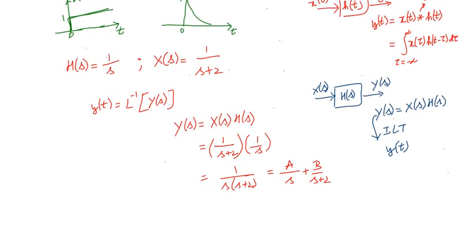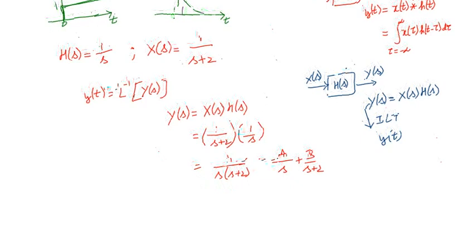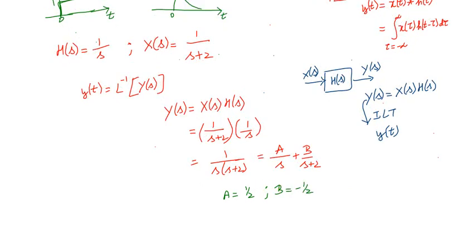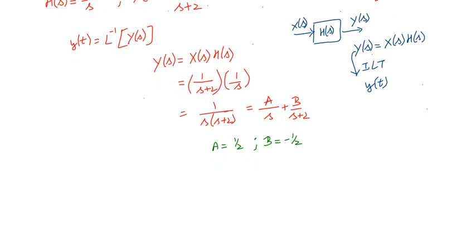On solving the partial fraction, you will be getting the values of A and B. If you solve the partial fraction, I hope you can do that, the value of A is 1 by 2, B is minus 1 by 2, right? Now we plug in the values. So Y of s is equal to 1 by 2 divided by s minus 1 by 2 divided by s plus 2. So this is your Y of s.